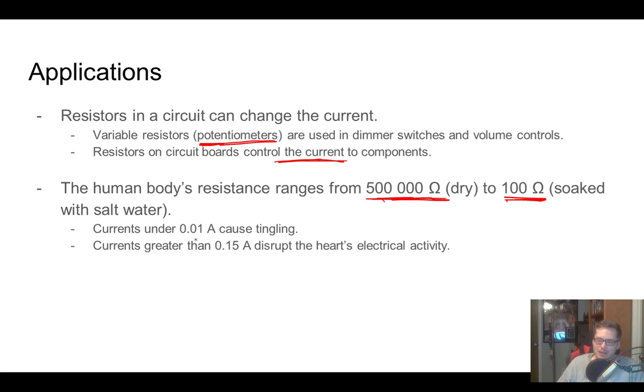All right, so just a couple of ideas for currents. Currents about this value here cause a tingling sensation. When you lick a 9 volt battery, it's somewhere around here, probably around 0.02 amps or something like that. And currents greater than 0.15 amps can actually disrupt your heart's electrical activity, which is not a great thing.